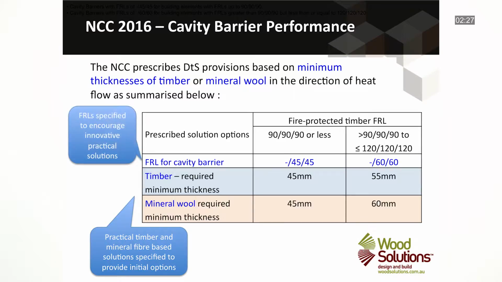For fire-protected timber with an FRL of 90-90-90, the cavity barrier must have an FRL of -45-45. This can be achieved with either timber or mineral wool with a 45mm minimum thickness. For fire-protected timber with an FRL of 120-120-120, the cavity barrier must have an FRL of -60-60. This can be achieved with timber 55mm thick or mineral wool with a 60mm minimum thickness.